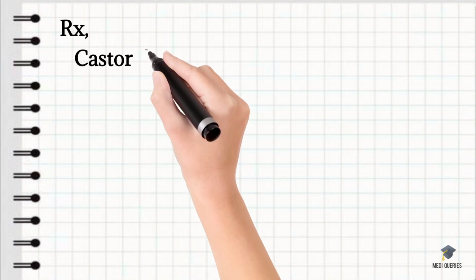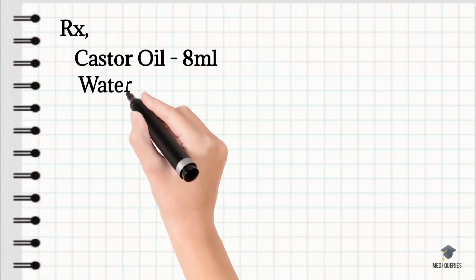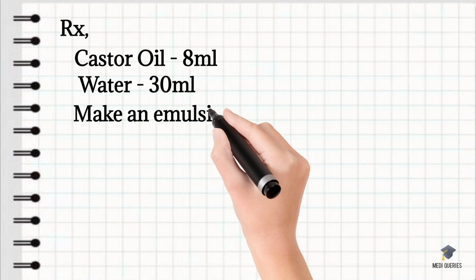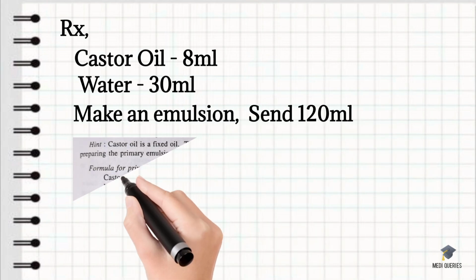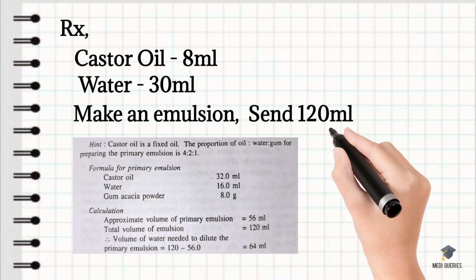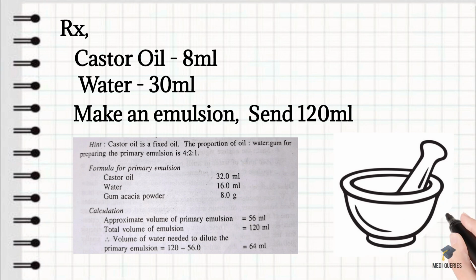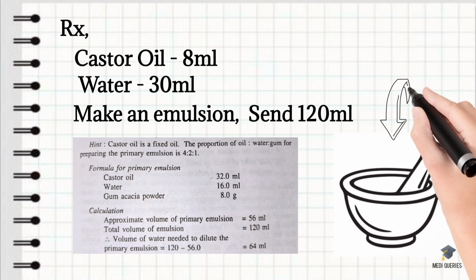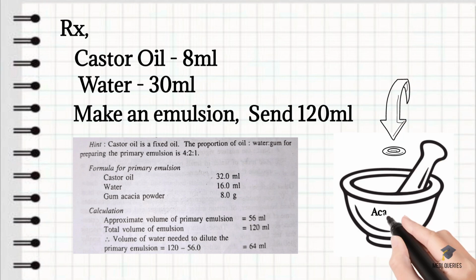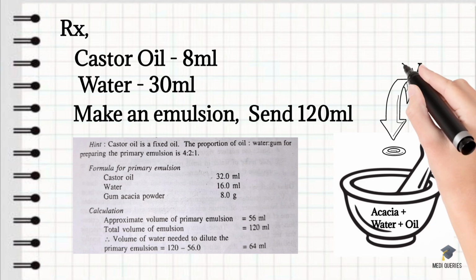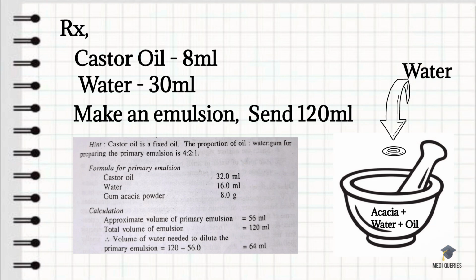So prepare and dispense the following emulsion: castor oil 8 ml, water add up to 30 ml, make an emulsion of 120 ml. The direction for use is 1 tablespoonful to be taken before going to bed. In this, castor oil is a fixed oil, so the proportion of oil to water to gum for preparing the primary emulsion is 4:2:1.